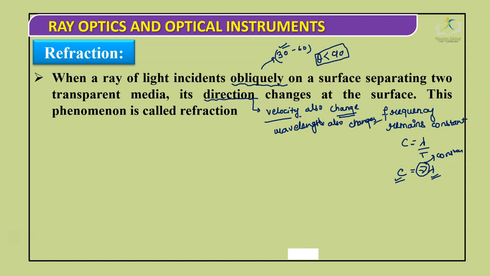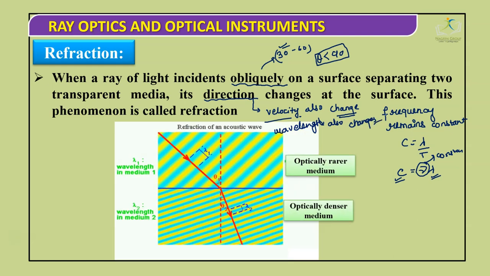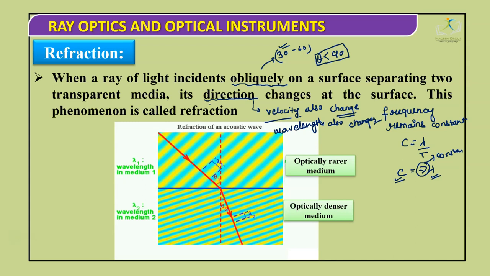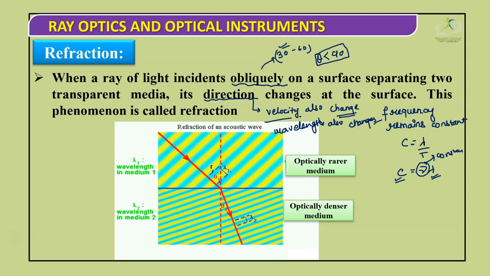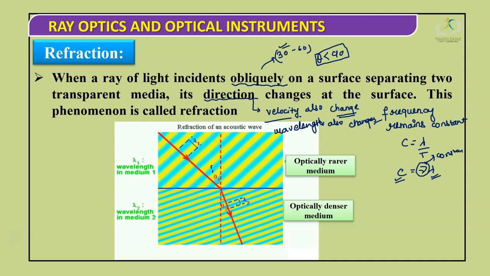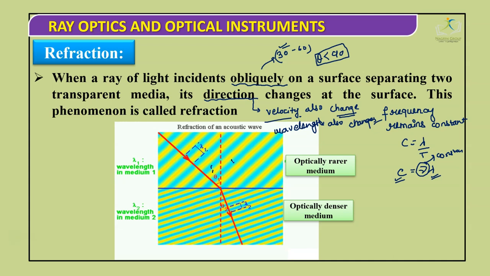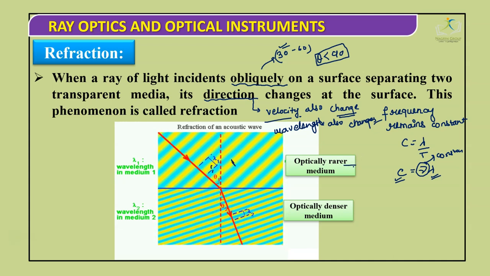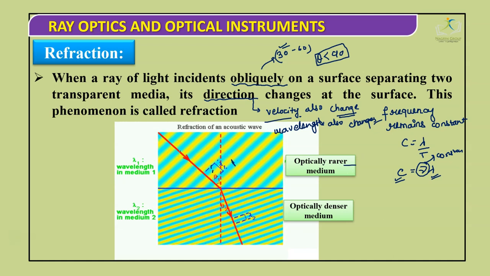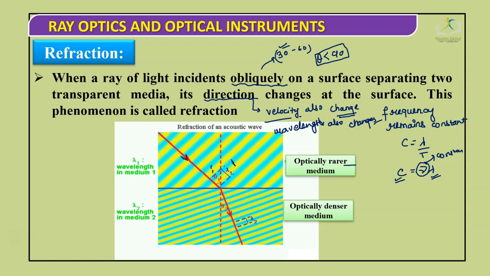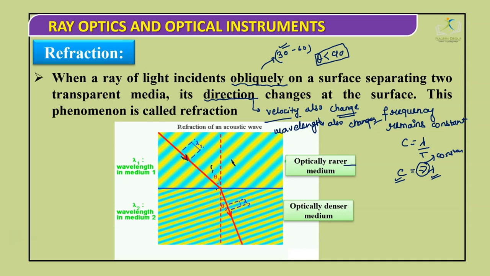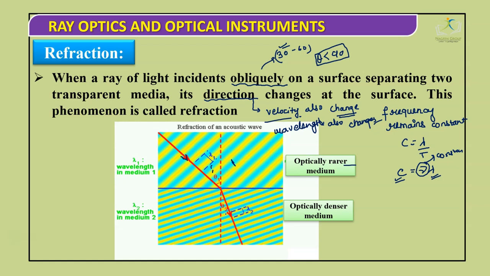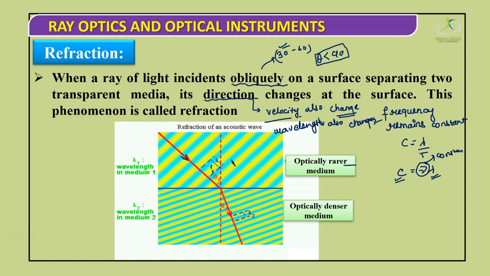Clear? This phenomenon is called refraction, as you can see here. Initially the wavelength is lambda 1, and now the wavelength is lambda 2, as you can see here also, the wavelength changes a little bit. So if the light rays are incident from an optically rarer medium and enter the denser medium, the ray will bend towards the normal.